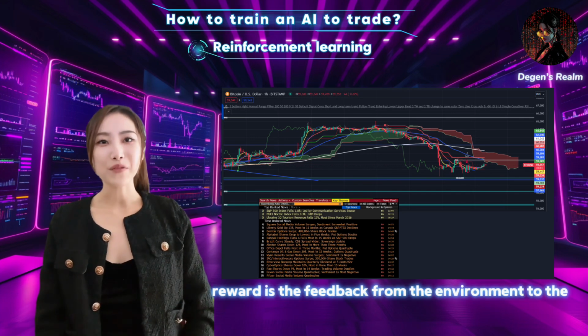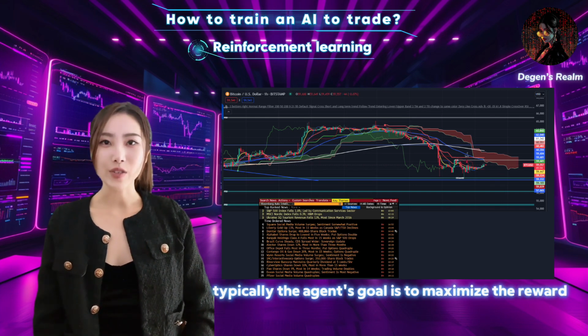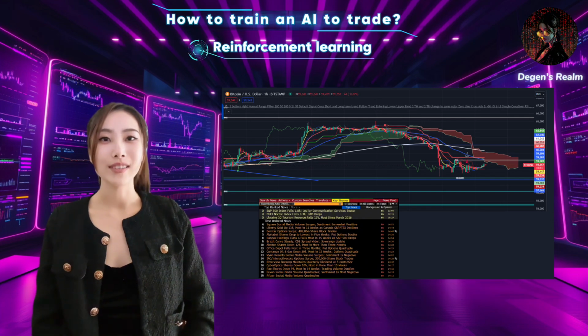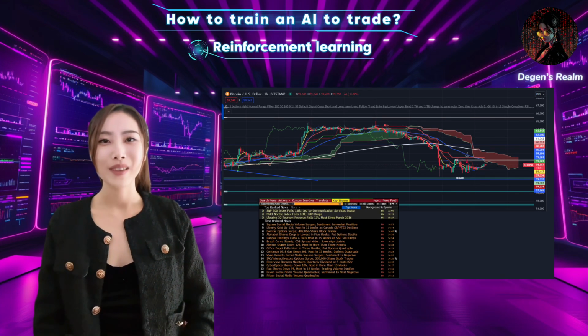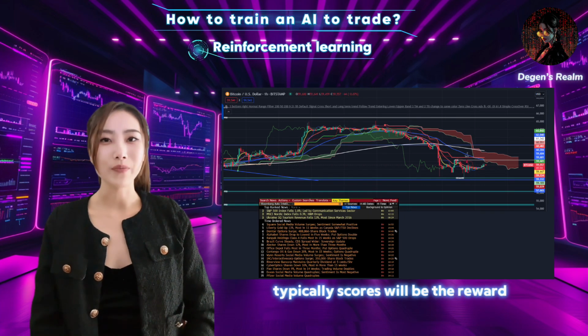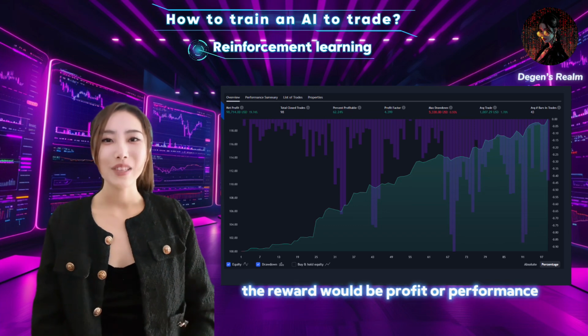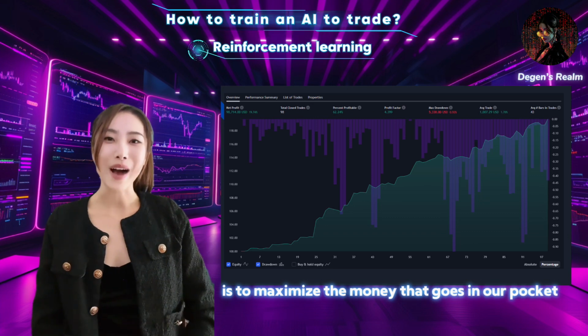Reward is the feedback from the environment to the agent after each action. Typically, the agent's goal is to maximize the reward. The form of reward depends on how you evaluate success for the agent. In Tetris or other games, typically scores will be the reward. For a trading agent, the reward would be profit or performance, since our ultimate goal is to maximize the money that goes in our pocket.